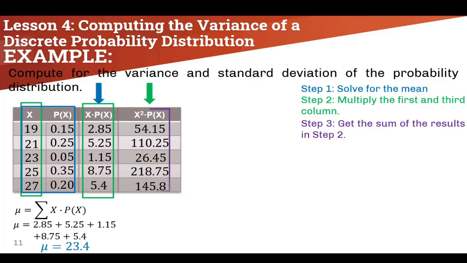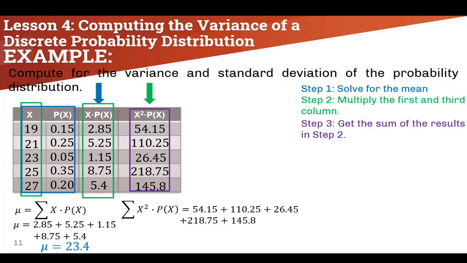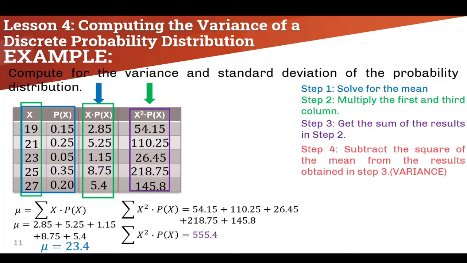Then, next step, get the sum of the results in step 2. So, i-add lang natin ito. At anong makukuha natin? Very good. 555.4. Ano next step natin? Step 4. Isusubtract natin yung mean mula sa results ng step 3. Applying the formula of the variance. This is equal to 555.4. Ano uli ang mean natin? Ang mean natin ay 23.4.